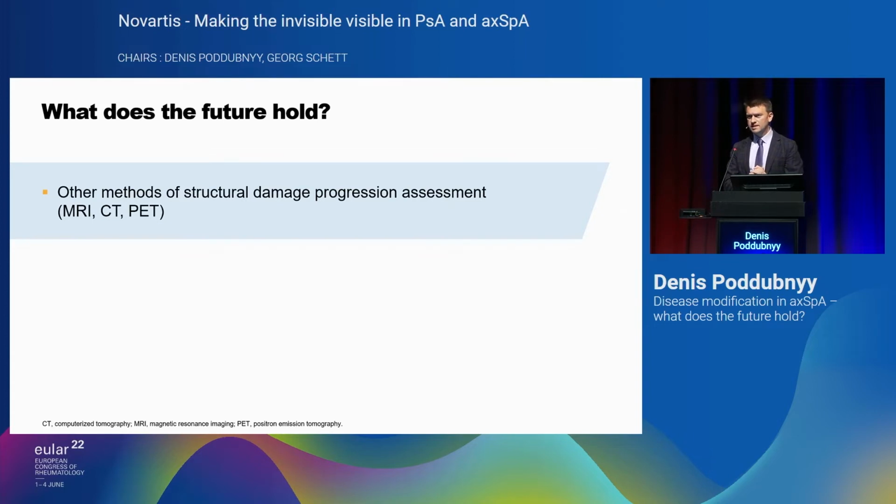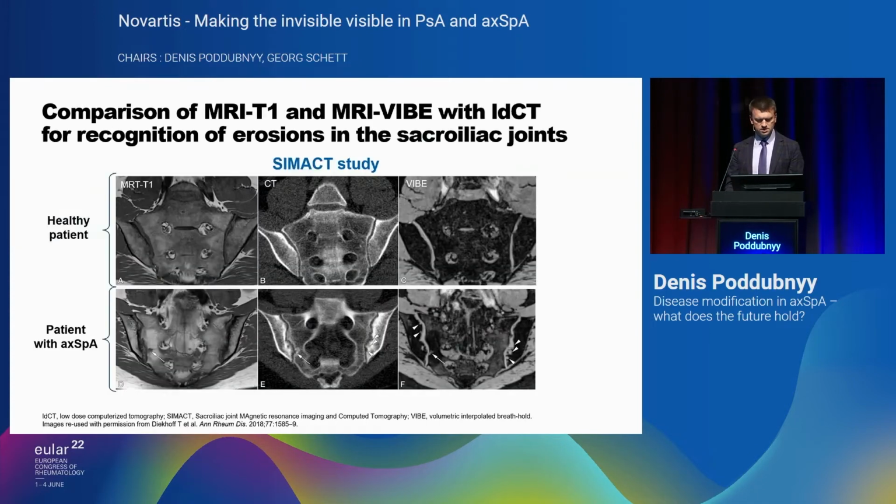So what will we have in the future? We certainly will be using more and more advanced cross-sectional technologies, depicting in a reliable and valid way the entire spectrum of changes in sacroiliac joints and in the spine. Here you see an example from the CIMAC study showing you two MRI sequences and one CT sequence. And the question is whether we can assess reliably and validly structural changes using MRI.